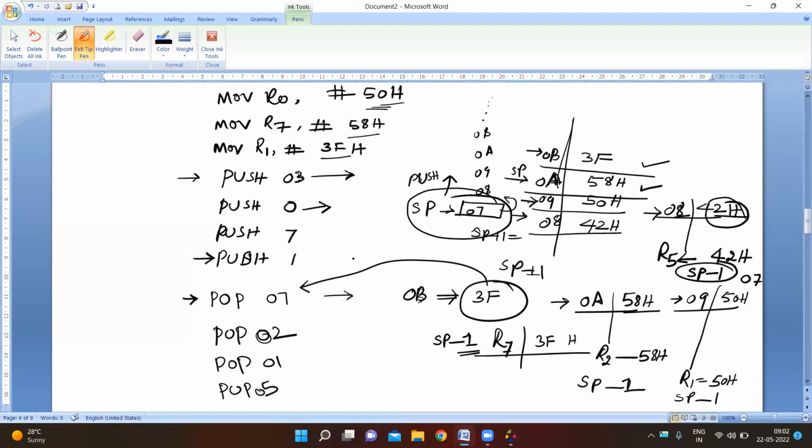Stack works on the principle of LIFO. LIFO means last in, first out.